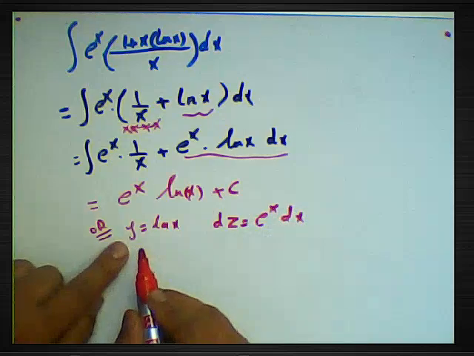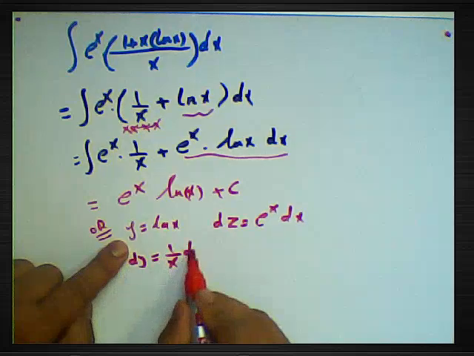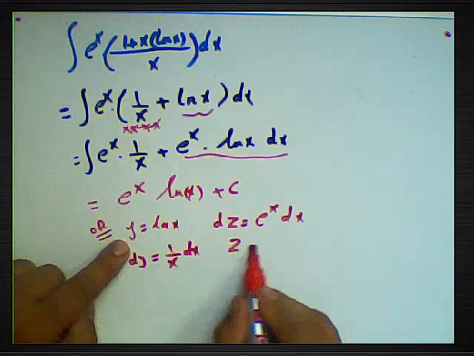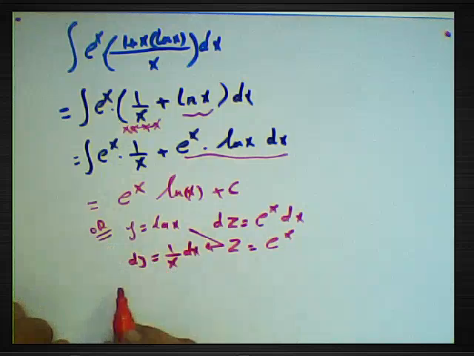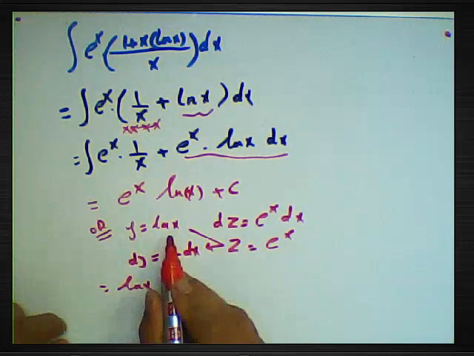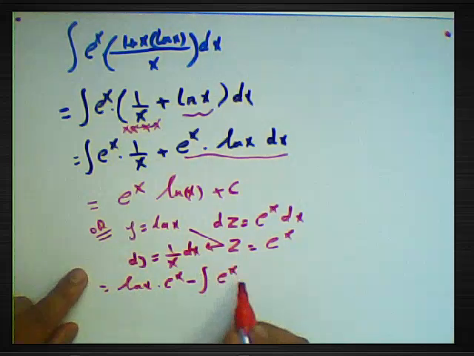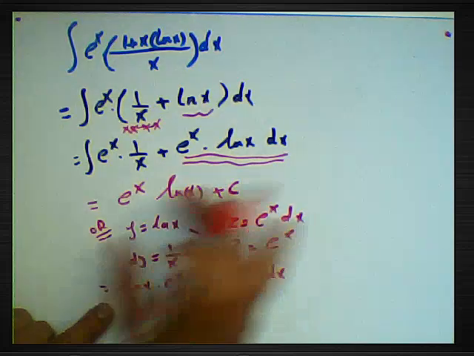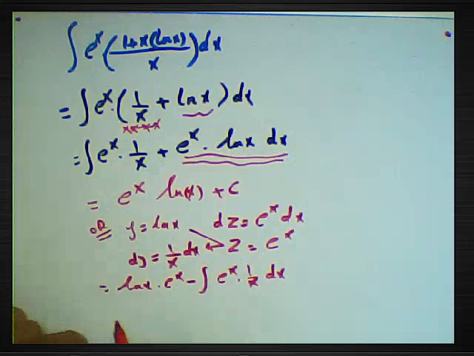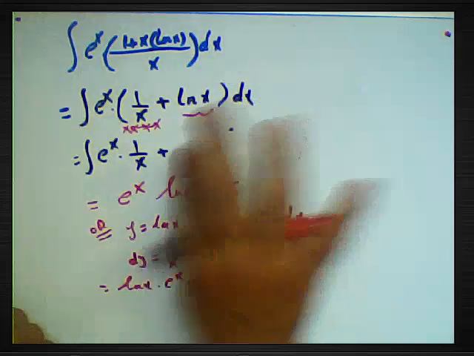Okay, then the derivative of y will be dy, the derivative of ln of x is 1 over x dx, and the integration of dz equals z, which will be e power x. And then you can use this rule here: it will equal ln of x multiplied by e power x, minus the integration of e power x dot 1 over x dx. We can cancel this result here and write the result of the integration. We use distributive property of integration for the function here.